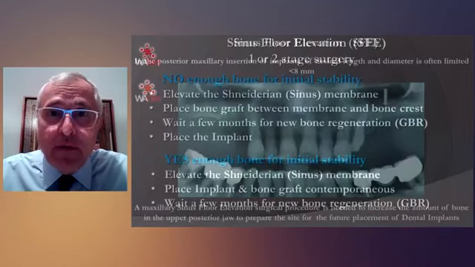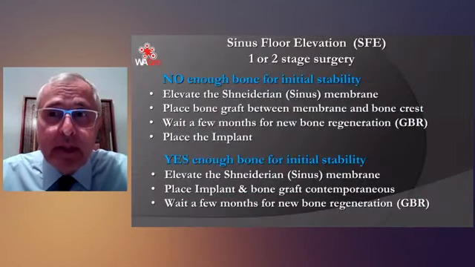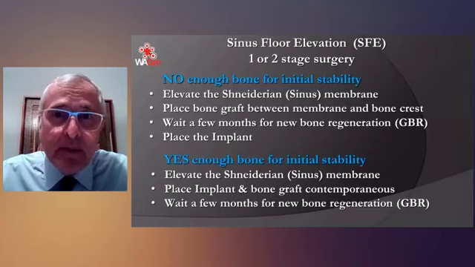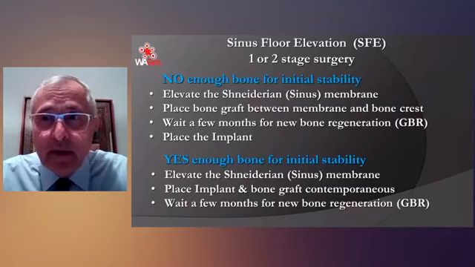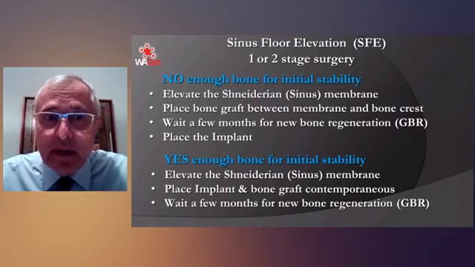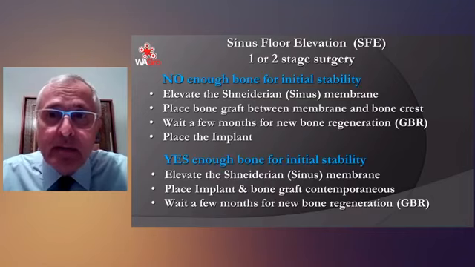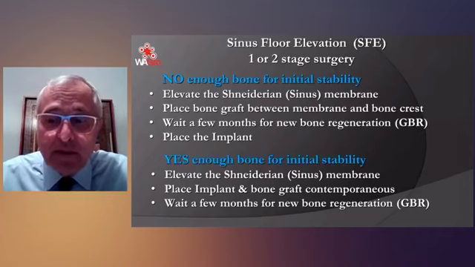If we do not have enough bone for initial stability, we elevate the Schneiderian membrane, place bone graft between the membrane and the bone crest, wait a few months for new bone regeneration, and then place the implant. If we have bone for initial stability, we elevate the Schneiderian membrane, place the implant and bone graft contemporaneously, and wait a few months for the bone regeneration.